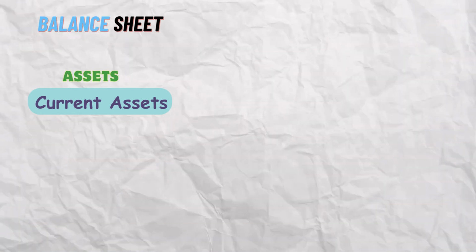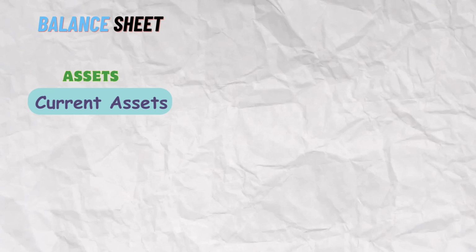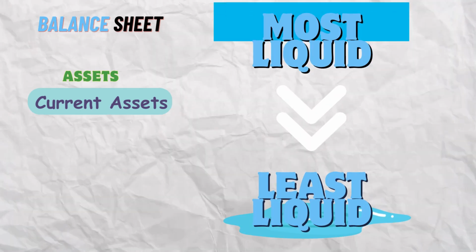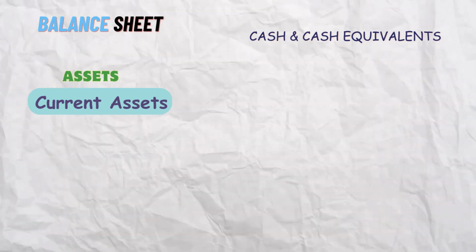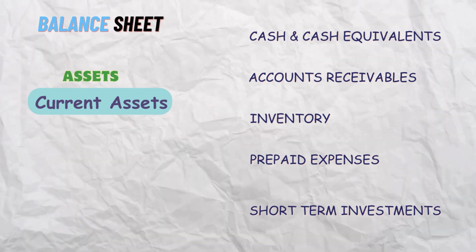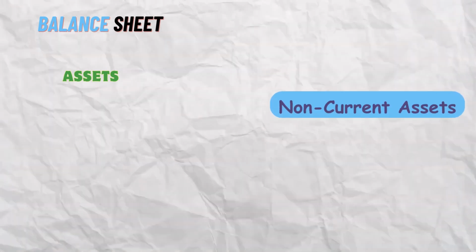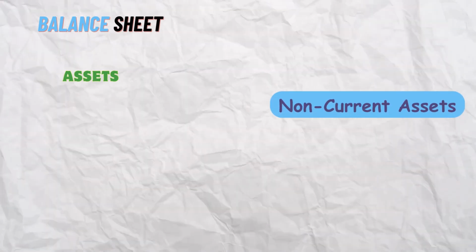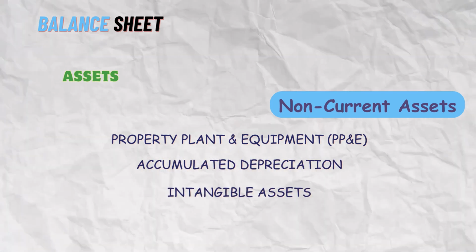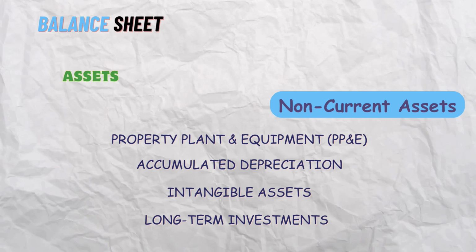Current assets are listed in the order of their liquidity, meaning the most liquid assets appear first. Some current asset entries include cash and cash equivalents, accounts receivable, inventory, prepaid expenses, and short-term investments. Non-current assets include various types of assets such as property, plant, and equipment, accumulated depreciation, intangible assets, long-term investments, and others.